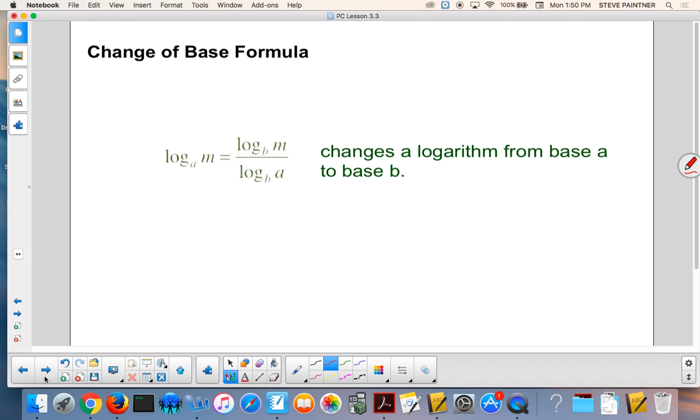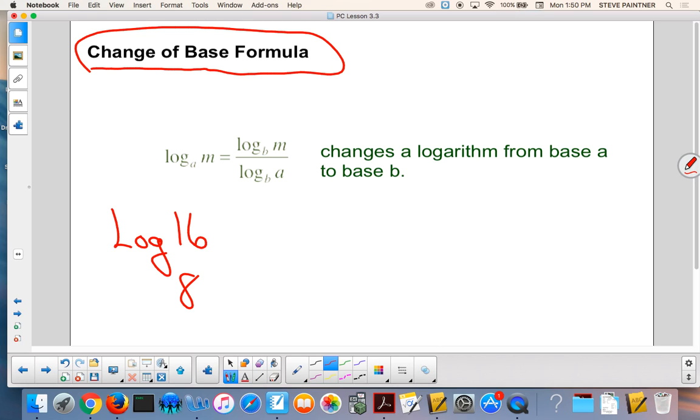Okay, this is a cool one because we use it tomorrow a lot on your assignment, and the next day and the next day. So, change a base. Now this is kind of neat because there are certain log problems you can't do in your head. You just can't. Maybe some of you could get that answer. Like if I told you log of 16 base 8, can you do that in your head?